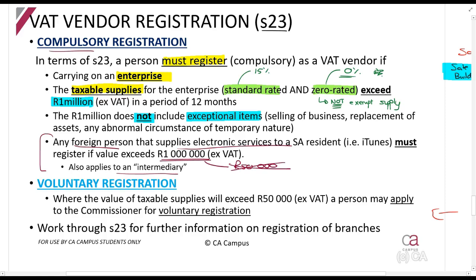Voluntary registration is when you are not forced to register, so you haven't made R1 million, but you want to register. Now, a lot of you must think, why would you want to register? Well, guys, there's a lot of reasons for it. First thing is, you can claim input tax. Second thing, or one of the things, is that sometimes some of your suppliers, or the people that you work with, your customers even, might tell you that they don't want to use your services unless you are a VAT vendor, because they can also claim VAT back themselves. So there's sometimes reasons for you to register as a VAT vendor.